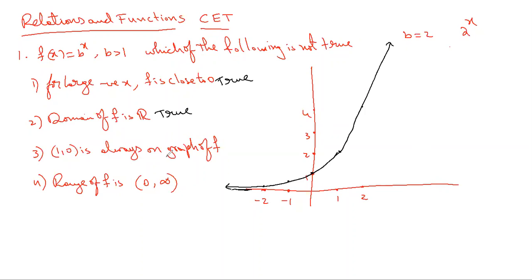1 comma 0 is always on the graph. Where is 1 comma 0 on the graph here? 1 comma 0 is this, not the 0 comma 1. 1 comma 0 is not there in this graph. Not always there on the graph. So this is false. And the range is 0 to infinity. This is true. So this is the correct option.